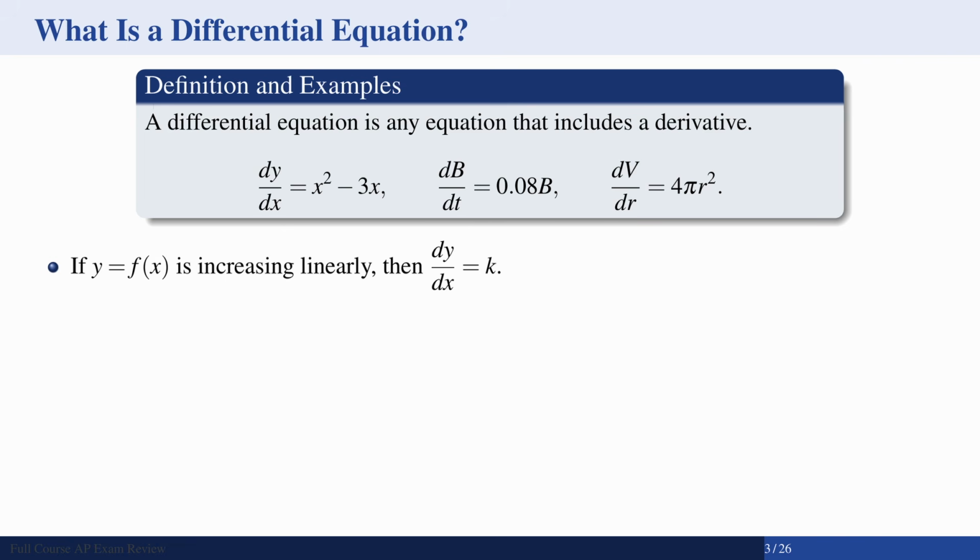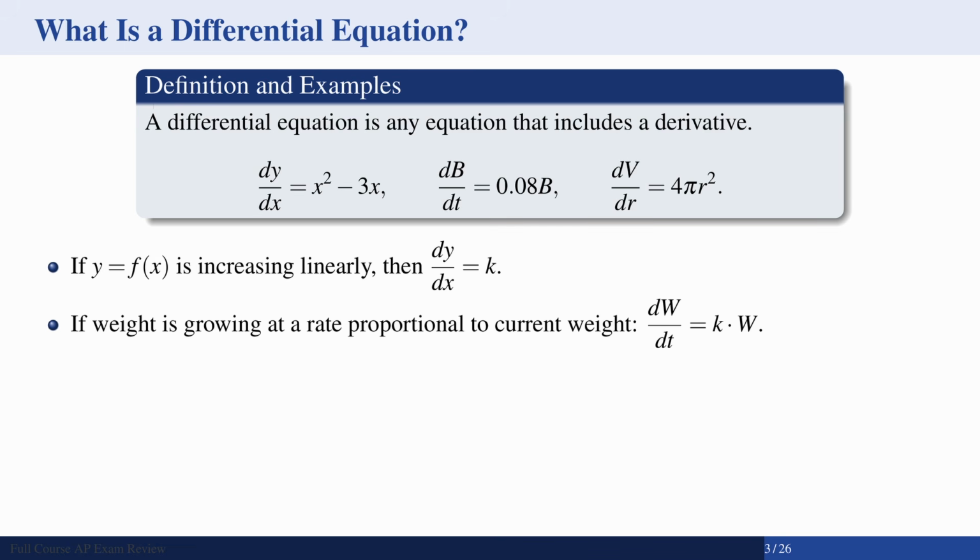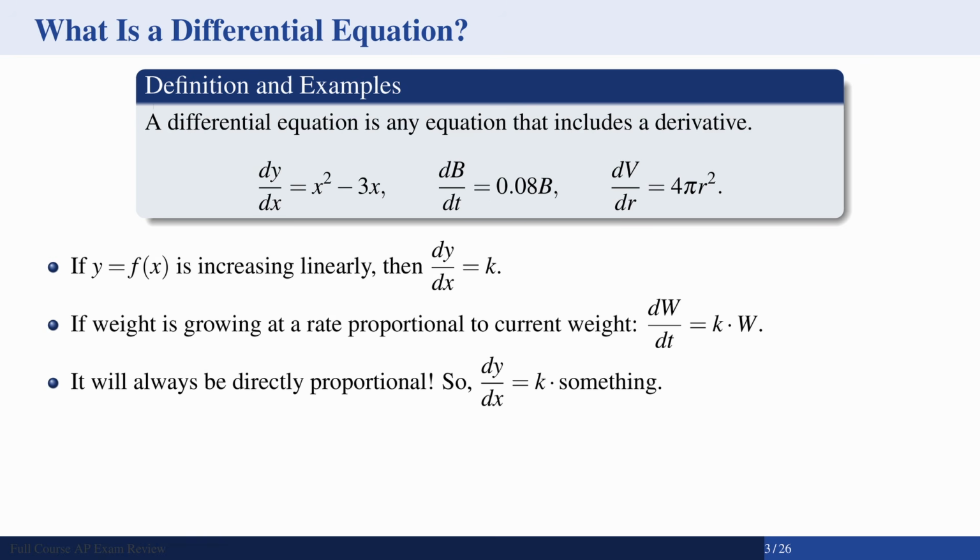The next one, not as confusing, but if weight is growing at a rate proportional to the current weight, and you could replace weight with basically any word there. So if weight is growing at a rate proportional to current weight, we would say that dw dt is k times w. As far as the AP exam is concerned, inversely proportional does not exist. It will always be directly proportional, so it's always k times whatever they then describe. So don't be afraid to put the independent variable in your differential equations.